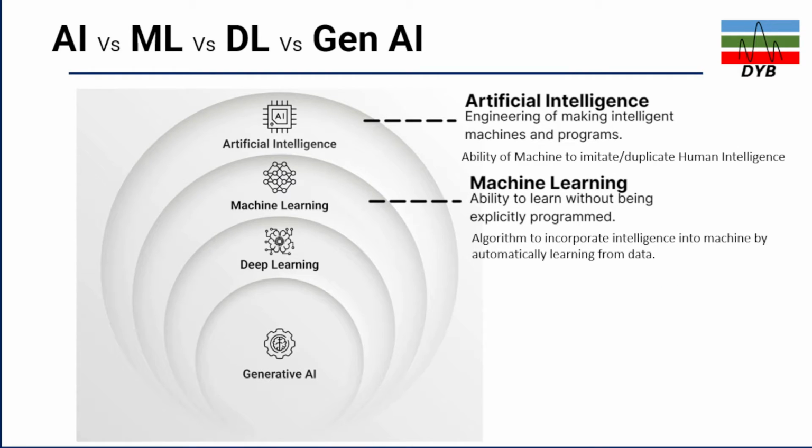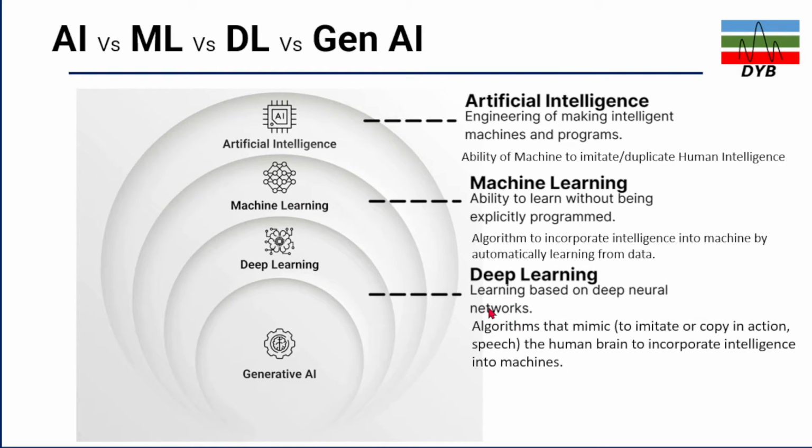If you look at machine learning, it has the ability to learn without being explicitly programmed. It means the algorithms incorporate intelligence into the machine by automatically learning from the data. You give the data to the machine, and it has different types of algorithms, like supervised, unsupervised, clustering, or regression analysis. It will do this automatically within the program without human interaction, and you will get the output based on the data.